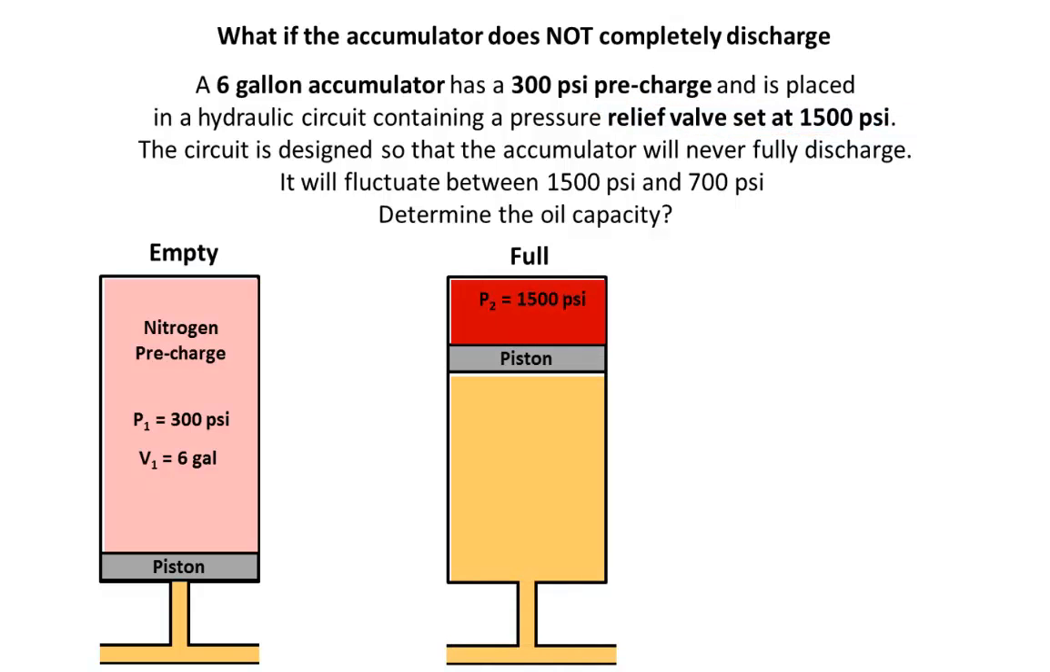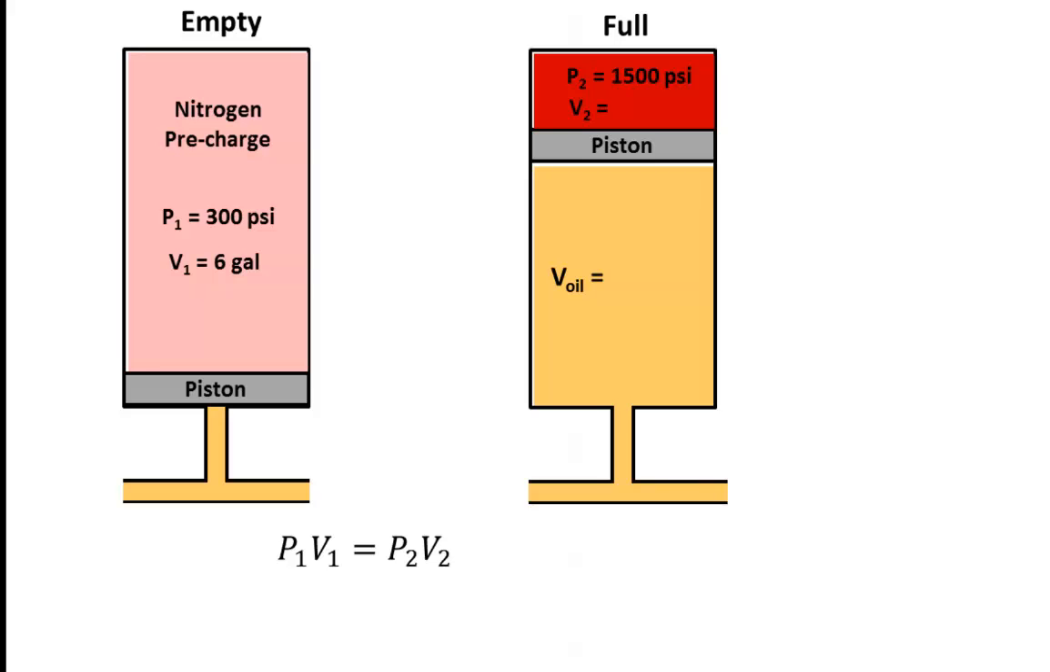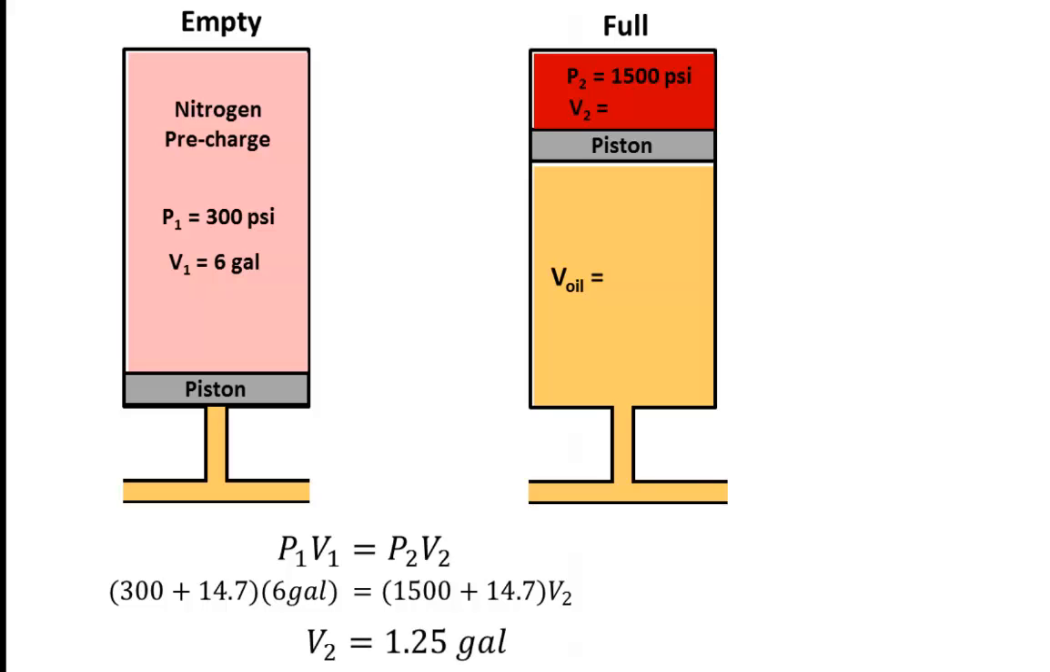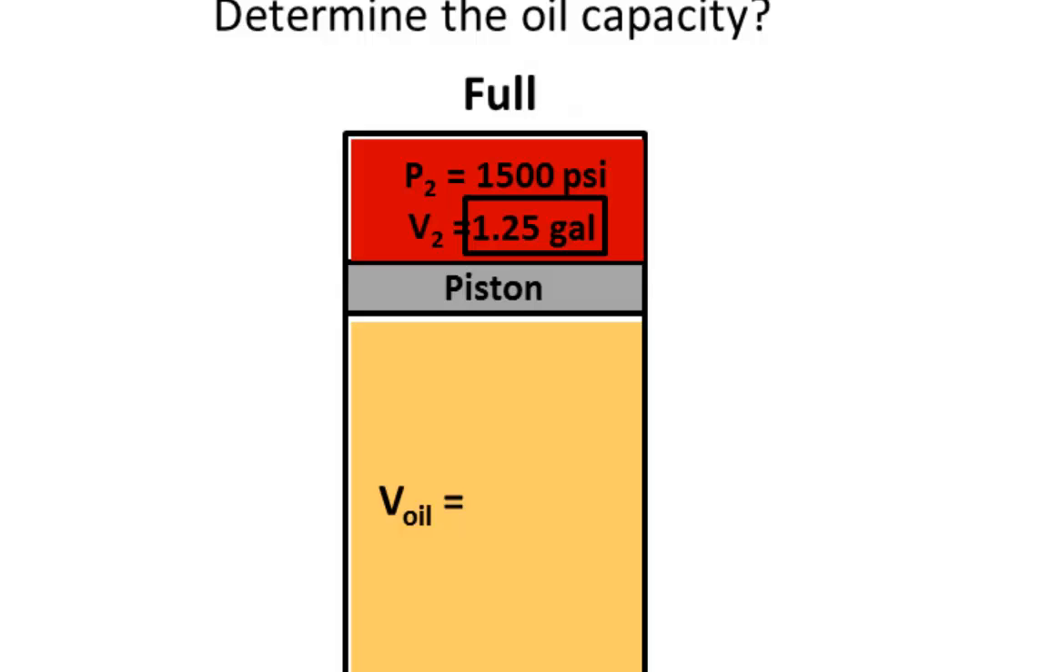So as it fills, it compresses the nitrogen until it's 1500 psi. We want to find the amount of oil in the accumulator at this stage. We can't do that directly, but we can determine the volume of the compressed nitrogen using the ideal gas law. And we're assuming that the temperature stays constant here, that it's isothermal compression. And again, notice that we're adding the 14.7 so that the pressures are in absolute numbers, and we can solve for that volume 2, 1.25 gallons, which is the volume of this compressed nitrogen. And using simple subtraction, we can find out that the volume of oil is 4.75 gallons.